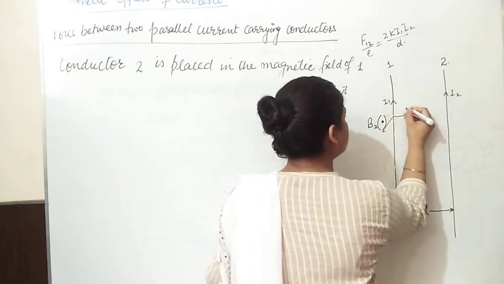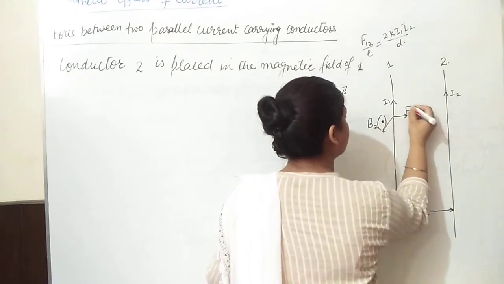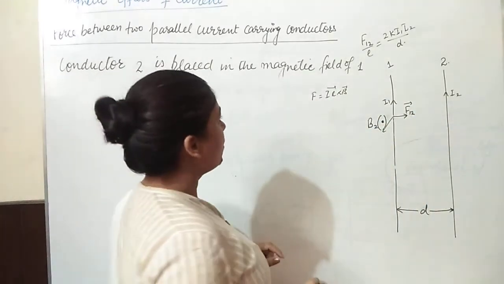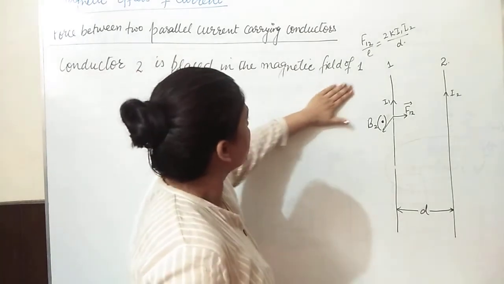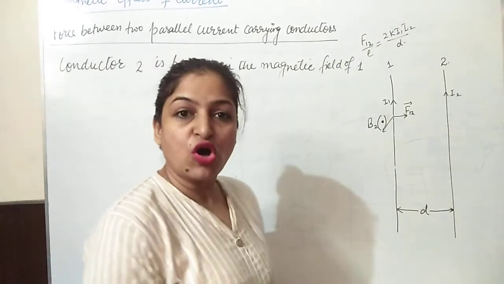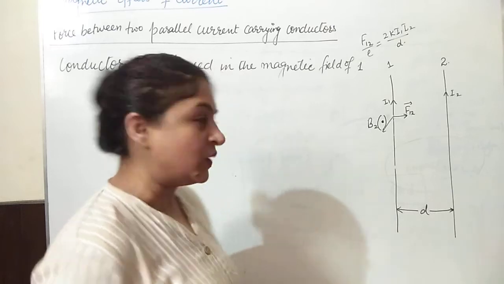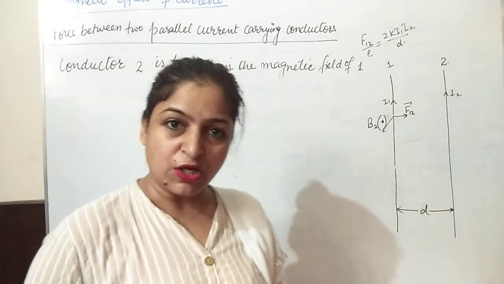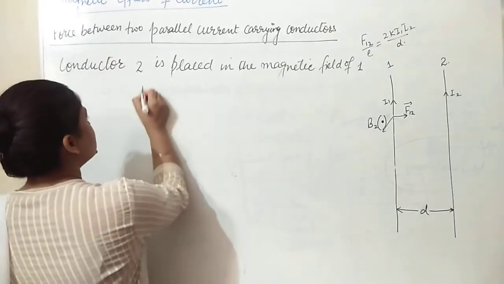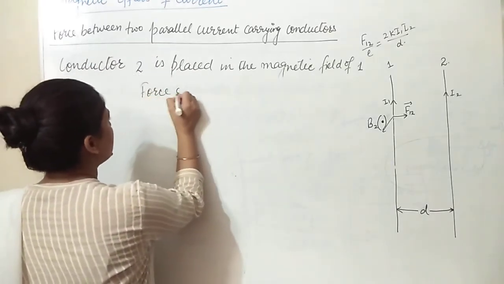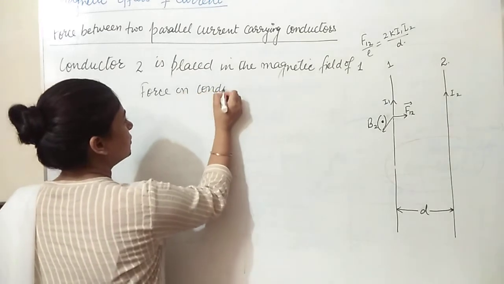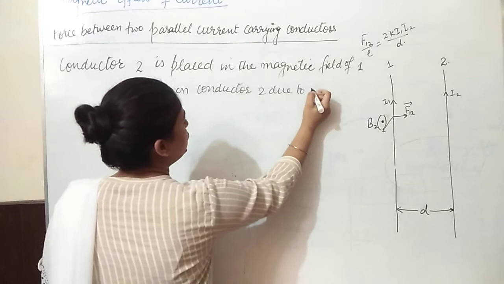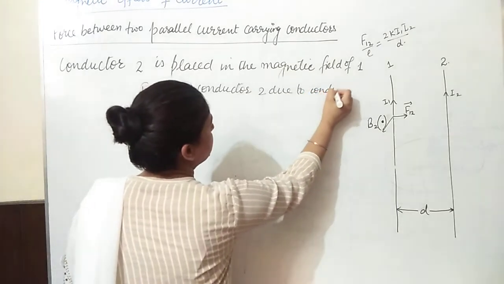So this force is acting towards conductor 2. Now let us find the force on conductor 2 due to conductor 1. As we know, conductor 2 is placed in the magnetic field of conductor 1. So what is the force on conductor 2 due to conductor 1?